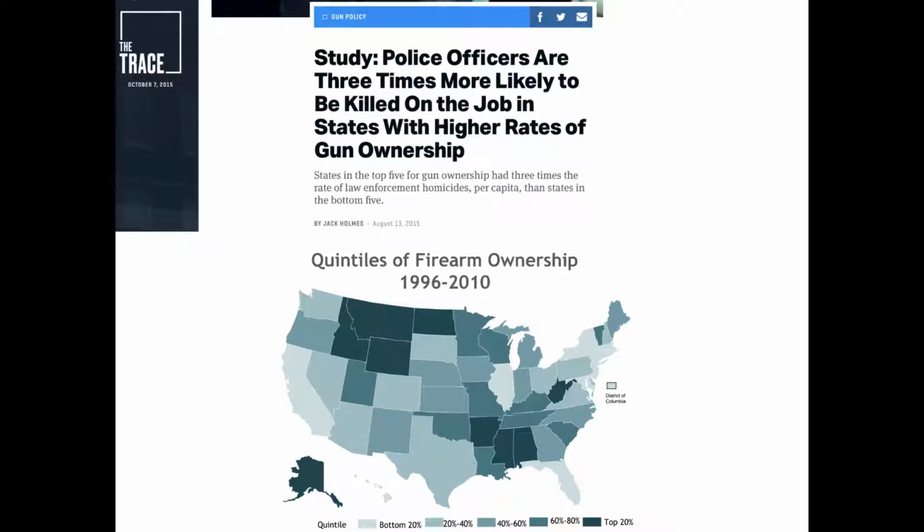Here is an example from a news media source of how BRFSS data can be used. And here, this is looking at gun ownership and rate of law enforcement homicides per capita. And the survey data on gun ownership actually came from the BRFSS.